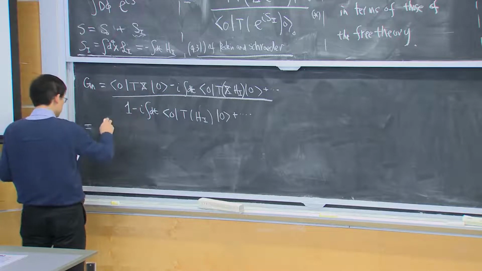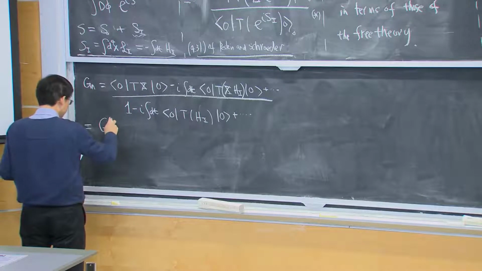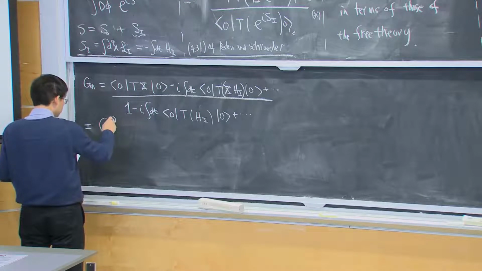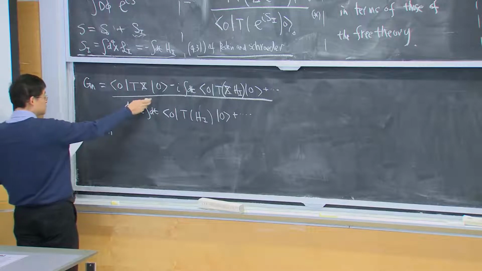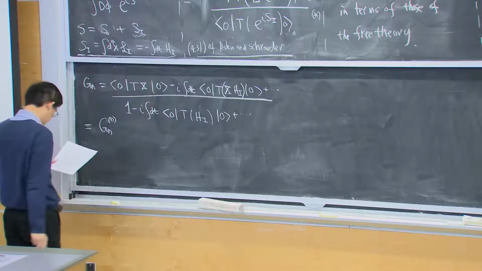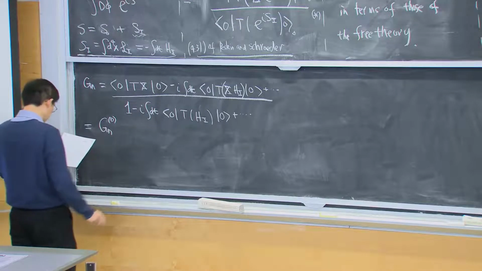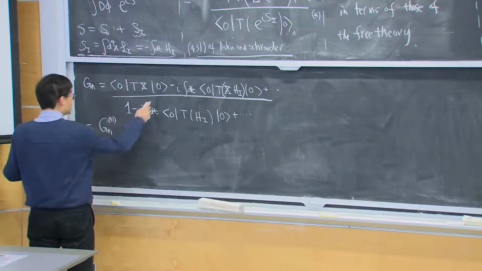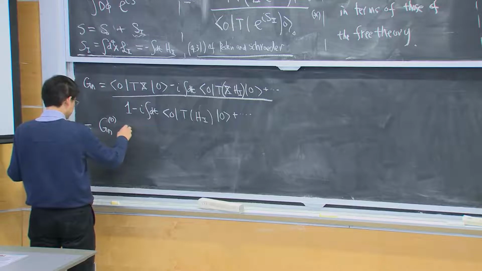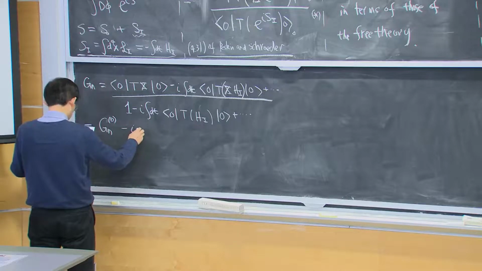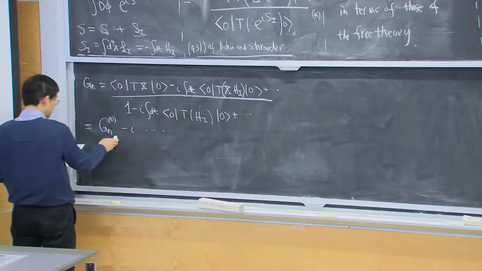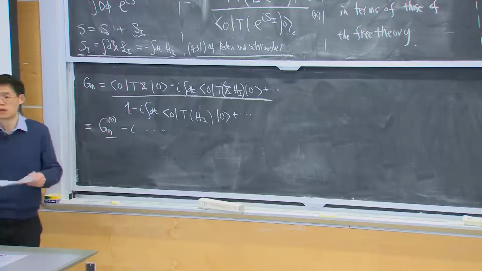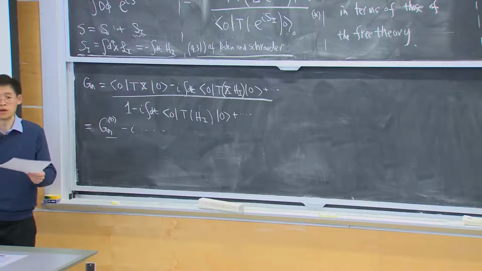The zeroth order just gives you the free theory n-point function. I denote now with a subscript 0 the free theory correlation function, and then you can add the rest, etc. The higher orders are the perturbations. Good. Any questions on this?